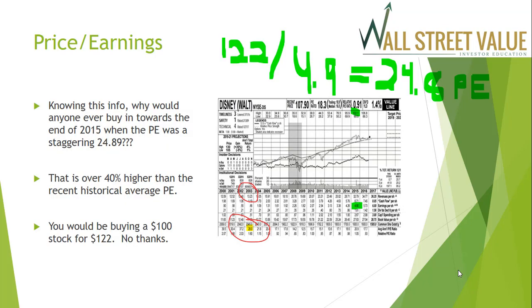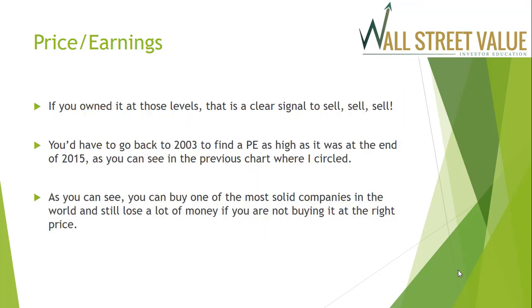Knowing this information, why would anyone buy in towards the end of 2015 when the price to earnings was a staggering 24.89? So that's over 40% higher than the recent historical average price to earnings. If you bought at that point, you would be buying a $100 stock for $122. That's not a good investment in my eyes. Now, if you own it at those levels, that's a clear signal to sell.